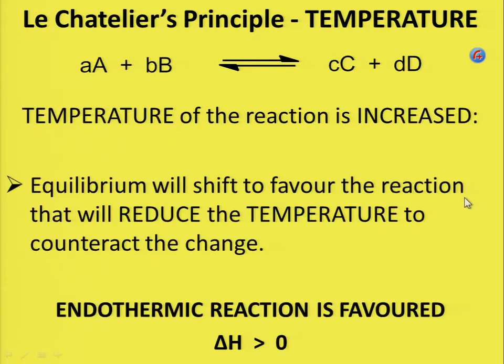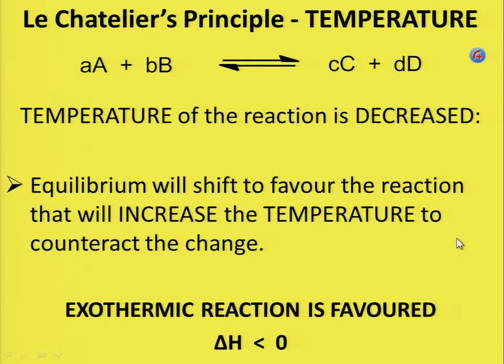This is very important. Now, when the equilibrium is disturbed by the temperature of the reaction being increased, the equilibrium will shift to favor the reaction that will reduce the temperature to counteract the change. The endothermic reaction will be favored because an endothermic reaction uses up heat, and therefore the reaction where delta H is bigger than 0 will be favored.